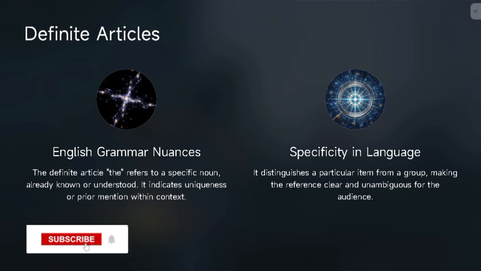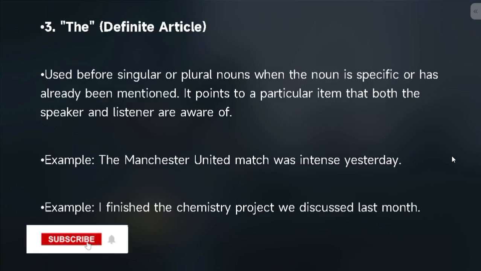So here it goes. In English grammar, the definite article is the, that is the, which refers to a specific noun already known or understood. It indicates uniqueness, or helps in mentioning anything which is very particular within the context. So specificity in the language distinguishes a particular item from a group, making the reference clear and unambiguous for the audience. So let's move on.